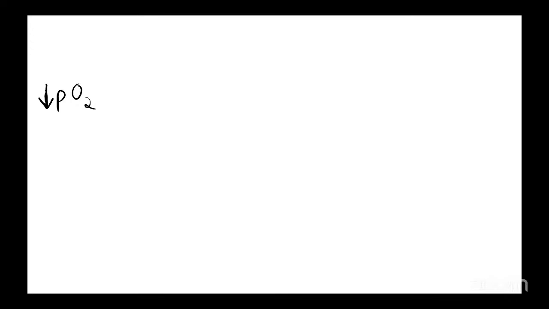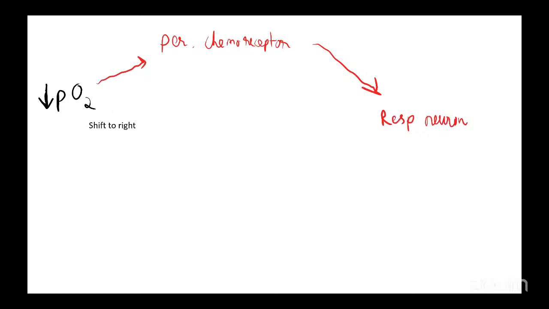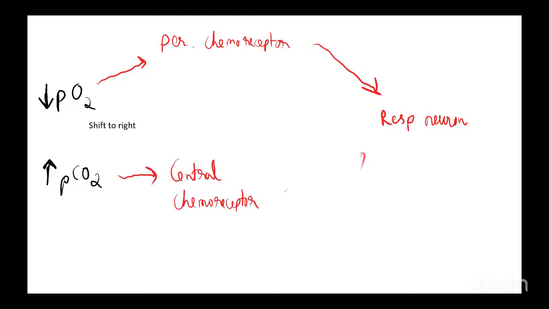So generally, what is going to happen when there is decrease in PO2? We had talked about it last time. The peripheral chemoreceptors detect it, and that will result in increase in ventilation by stimulating respiratory neurons. On the other hand, at the same time, when there is an increase in PCO2, that is going to stimulate your central chemoreceptors and in turn will stimulate the respiratory neurons to increase your ventilation. So what is the primary thing that is going to stimulate? The first thing is going to be decrease in PO2.